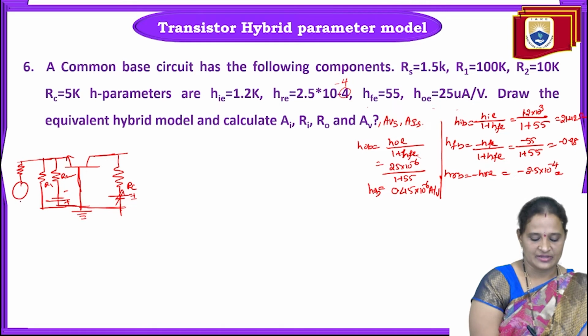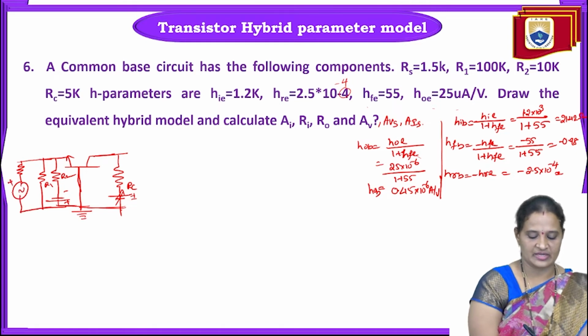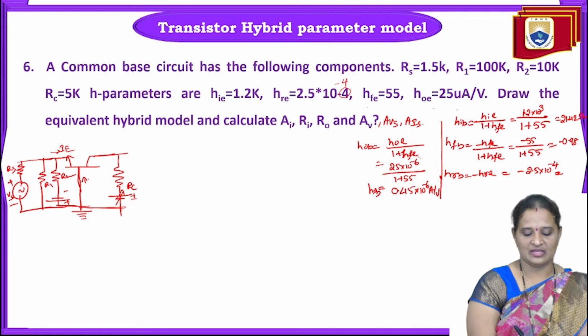This is RS in series with the voltage source, plus minus Vs. And here the emitter current IE is flowing, and IB is flowing, and here IC is flowing. We measure the output voltage across the collector terminal, and we measure the input voltage across this one, VI.